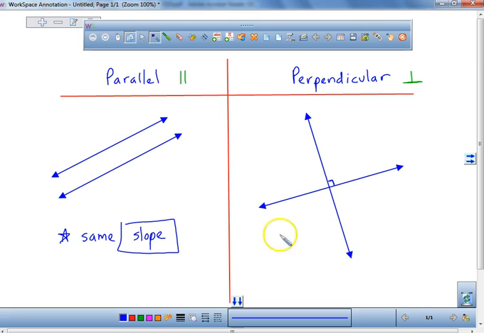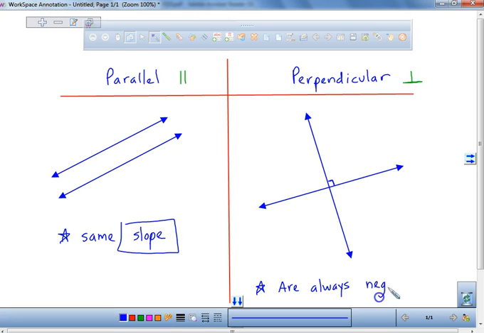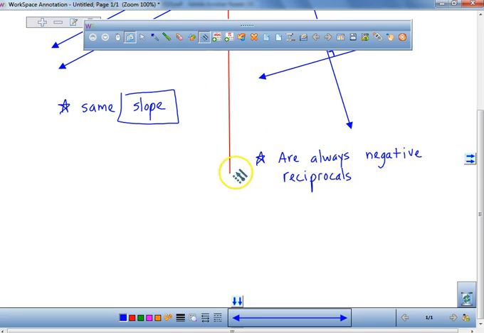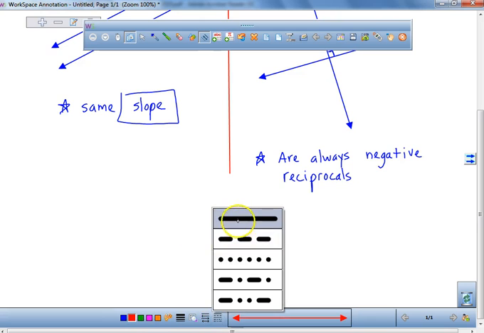Now, how do their slopes compare? This is what I want you guys to understand. These slopes are always, and there's going to be new vocabulary, what's called negative reciprocals. You're like, what the heck are negative reciprocals? So they're always going to be what's called negative reciprocals.